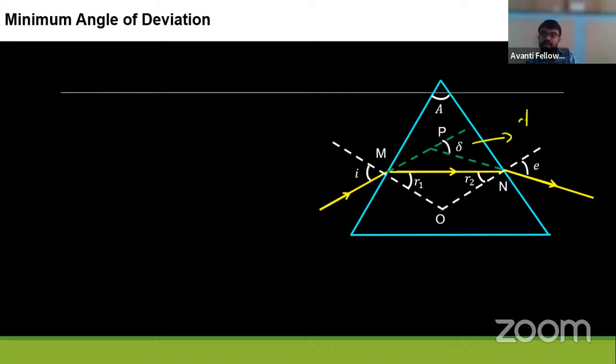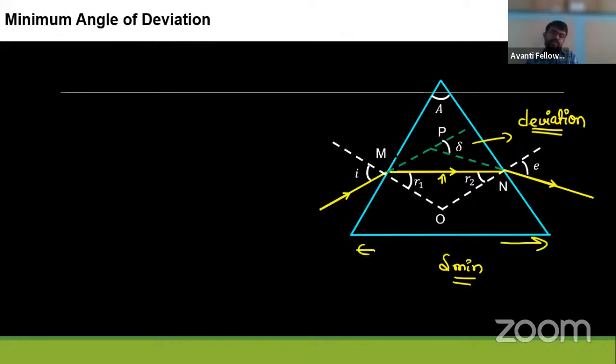This is the angle of deviation, like this. Delta is the angle of deviation. When will this delta be minimum? Remember this: the ray inside is parallel to the base.